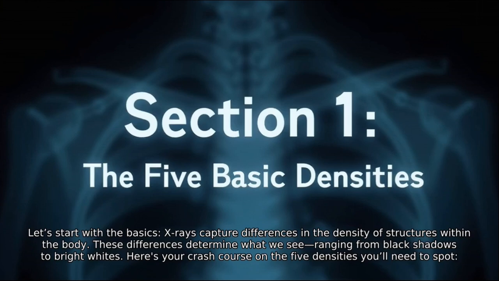X-rays capture differences in the density of structures within the body. These differences determine what we see, ranging from black shadows to bright whites. Here's your crash course on the 5 densities you'll need to spot.